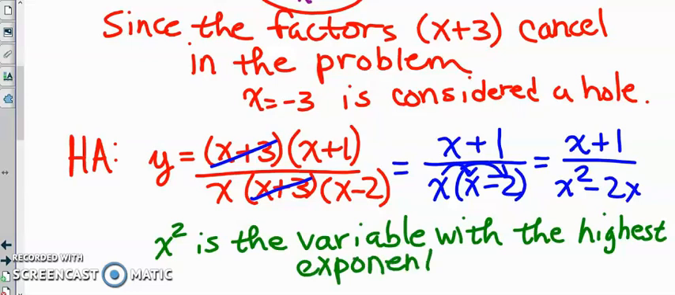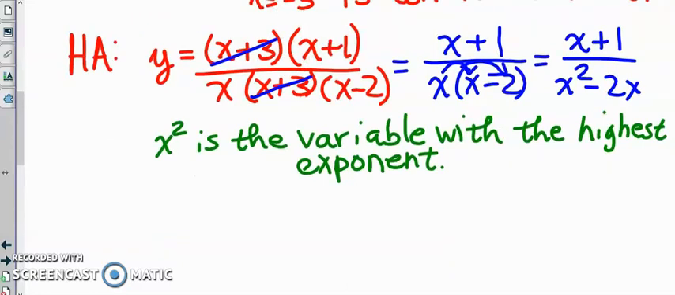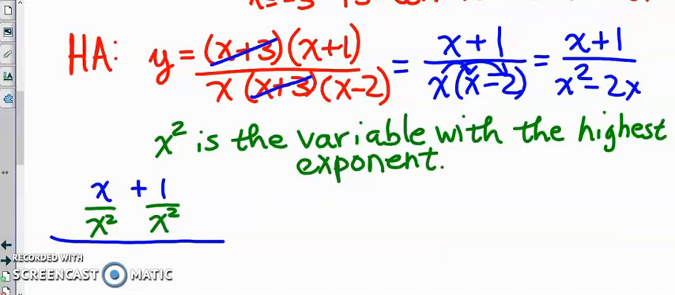Since that's your variable with the highest exponent, we're going to divide every term in that blue fraction by x squared, every term. I'm going to use the blue here to signify the original function. So we're going to do x, and then plus 1 for your numerator, and we're going to divide everything by x squared. And again, remember, we are doing this only for the fraction. If there was a whole number back there like we had early on, we wouldn't do that.